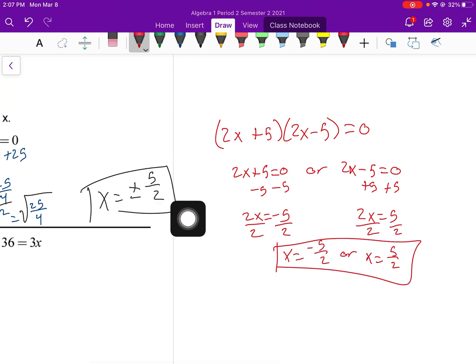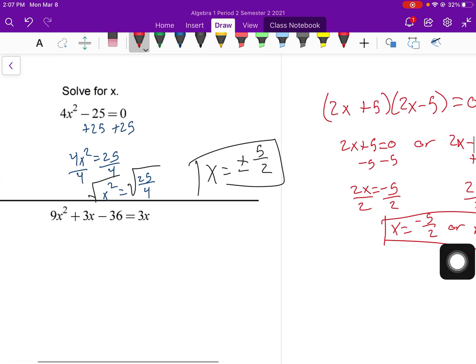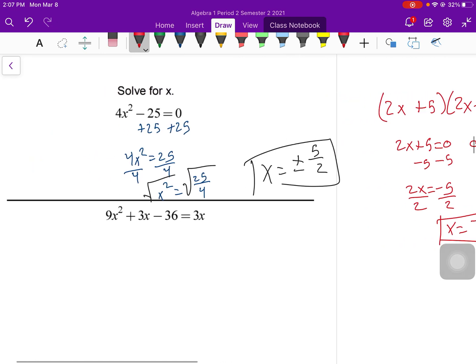So both of these have the word or in them. This one's just written down. This is plus or minus 5 over 2. This is plus 5 over 2 or minus 5 over 2. They're the same thing. It does not matter which one you use. They are both perfectly valid.